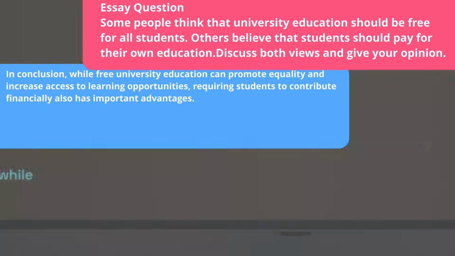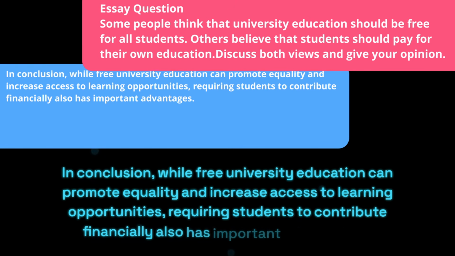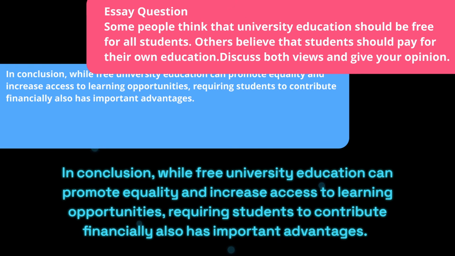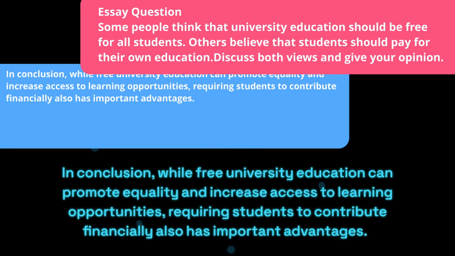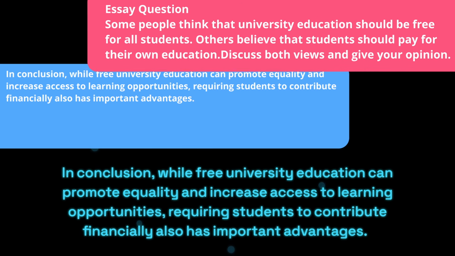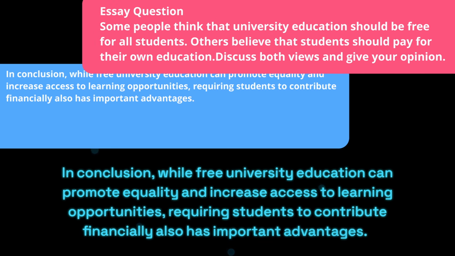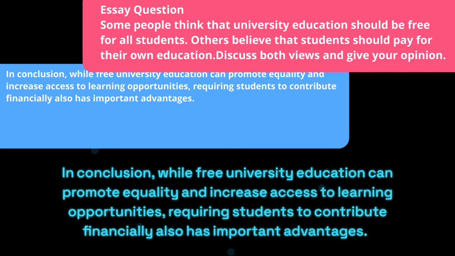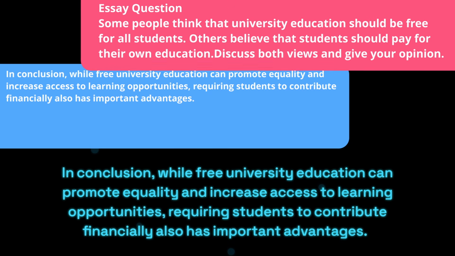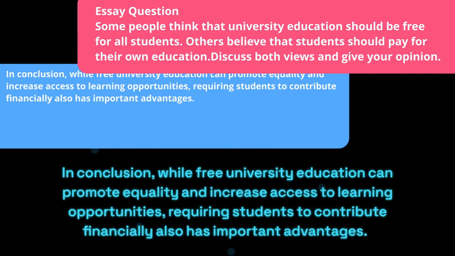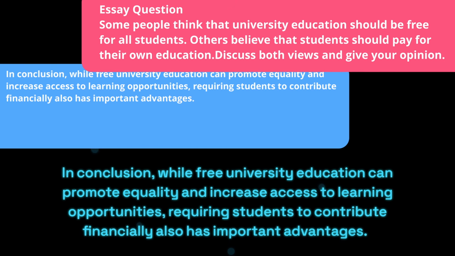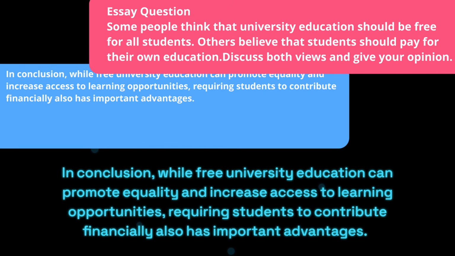Let's write it. In conclusion, while free university education can promote equality and increase access to learning opportunities, requiring students to contribute financially also has important advantages. This sentence summarizes both viewpoints. Notice the phrase, while also. This structure shows balance between two ideas. Balanced language is useful in discussion essays.